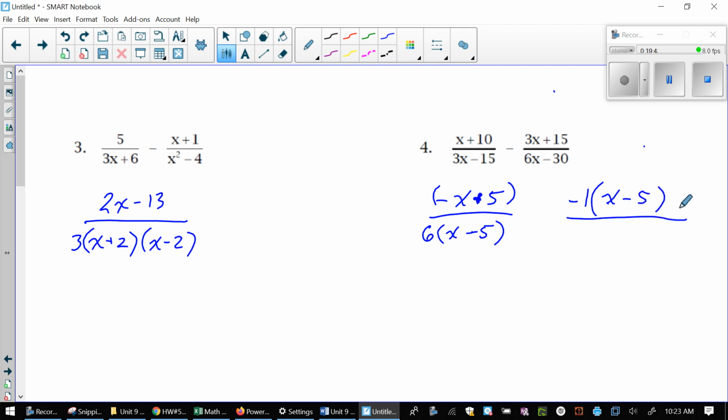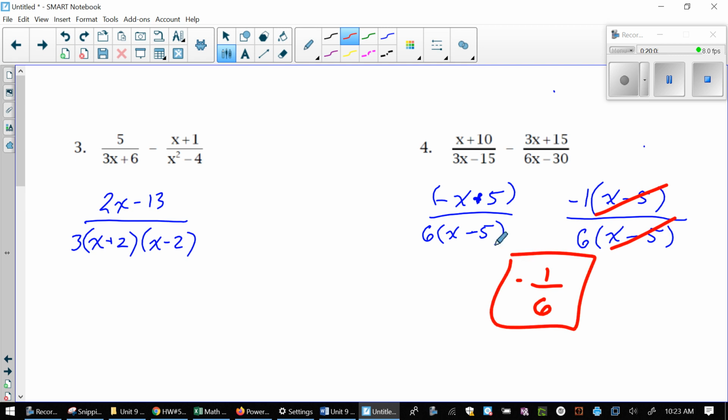This is a really rare case. Usually we won't be able to simplify the numerator and denominator, but we noticed this, and check out what happened. When I factored out that -1, we end up with both of those the same. So again, this is a rare case, but we could do this now. That would give us our final answer as negative 1/6. I thought that was pretty cool.